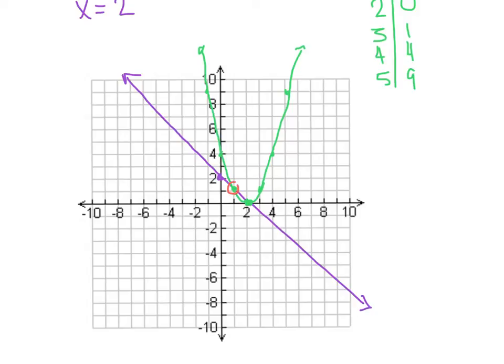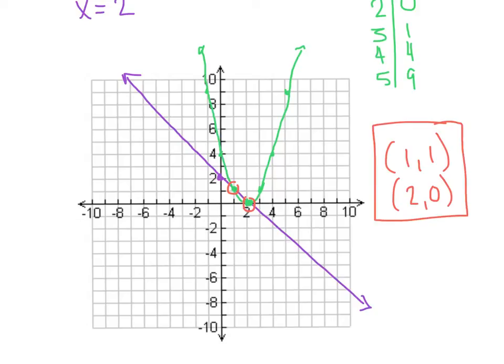I've got the first intersection at 1, 1, the second intersection right there at 2, 0, and those are the two solutions. Remember we said there could be 2, there might be 1, there might be 0, and in this case we've proven 2. Again, real easy to check by just substituting these into the original function.